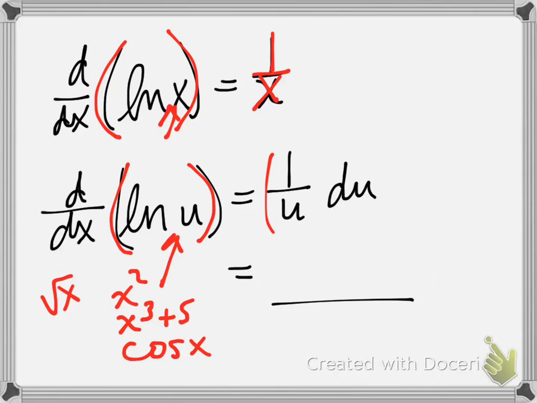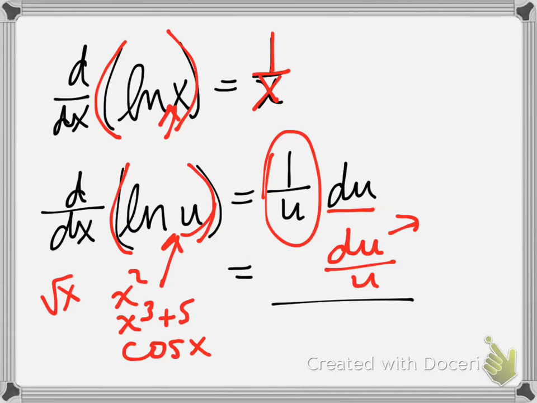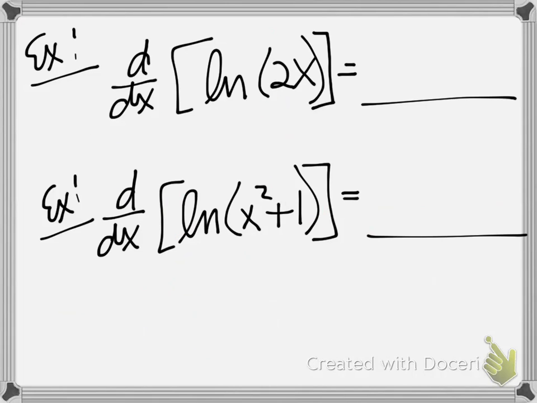In that case, you're going to have 1 over u times du, which you could also rewrite as du divided by u, which means it's the derivative of whatever this argument is divided by the function. So the derivative divided by the function makes the derivative of ln. So let's look at some examples. Some pretty simple ones first.